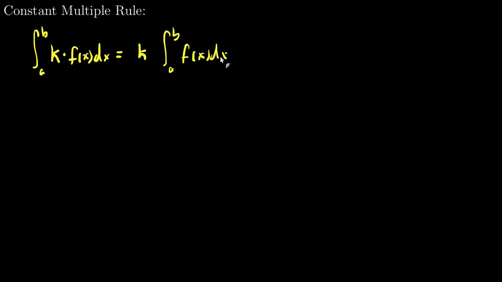Alright, the constant multiple rule. So in this case, if I have the integral from a to b of some constant k times f of x dx, that will be the same thing as that constant times the integral from a to b of f of x dx. And the reason for this is that I'm basically multiplying every height by k. If this here formed a rectangle, then this is going to form a rectangle that's k times taller, and so has an area times k.